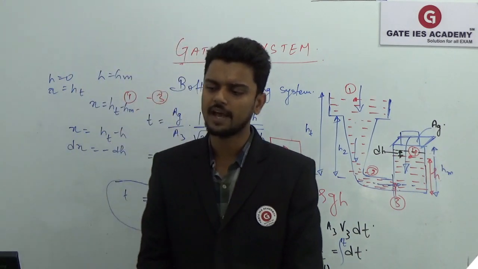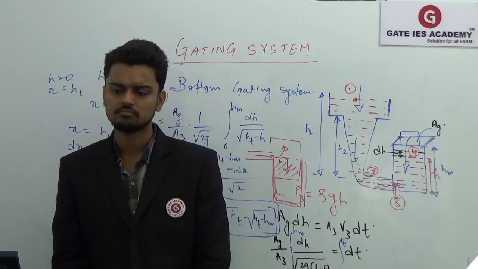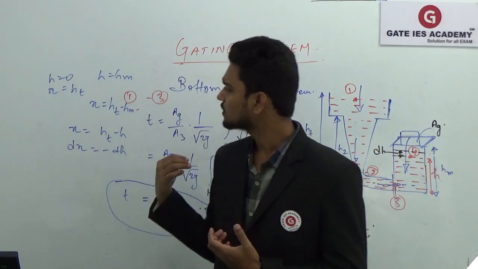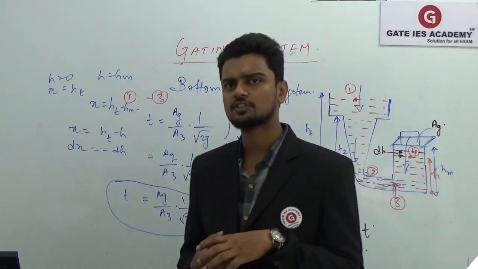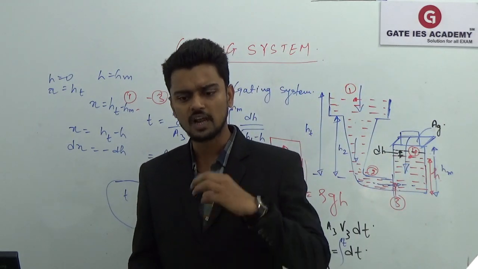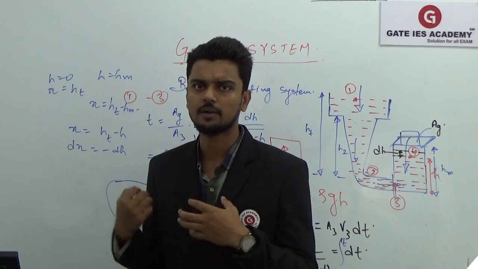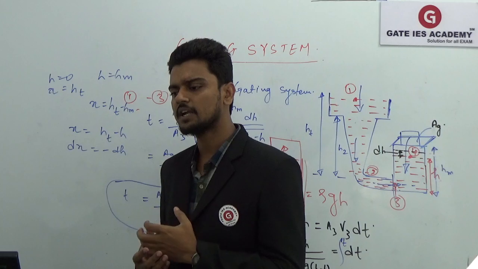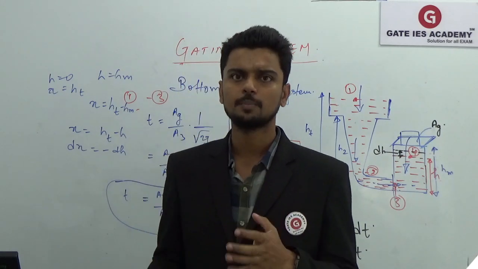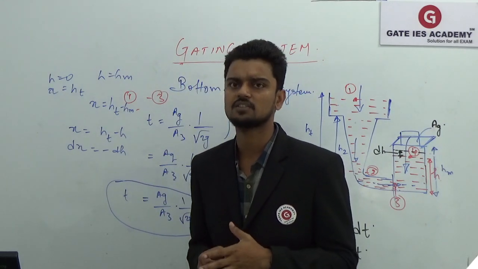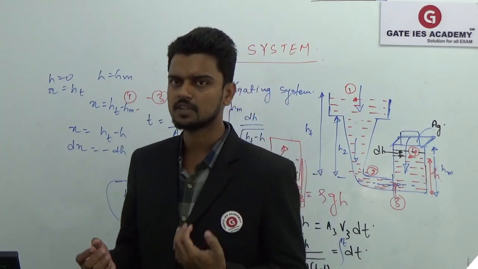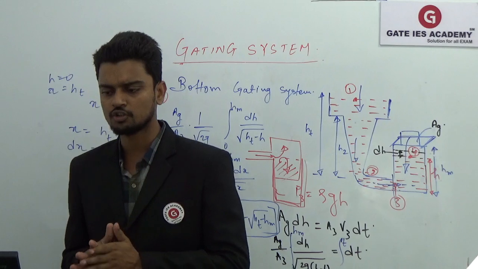Now the next we have is the classification of the gating system. We saw how the molten metal enters into the cavity, based on that, which we have discussed. Now we will discuss the types of gating system based on pressure. Basically we have two types of gating system: pressurized gating system and unpressurized gating system, that you can see in this slide on your screen.